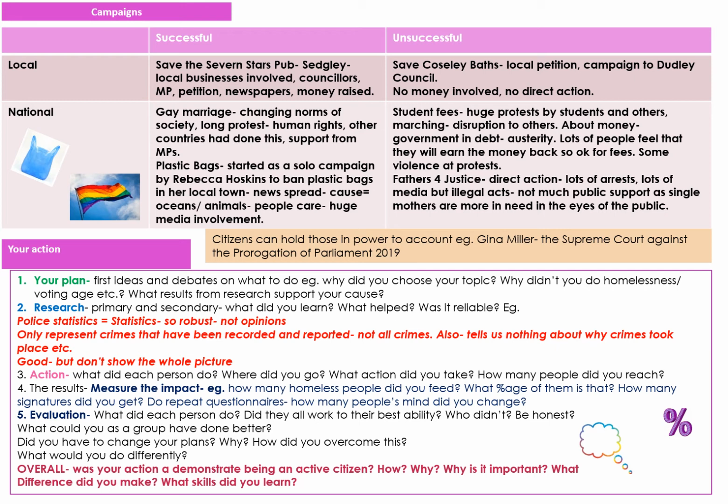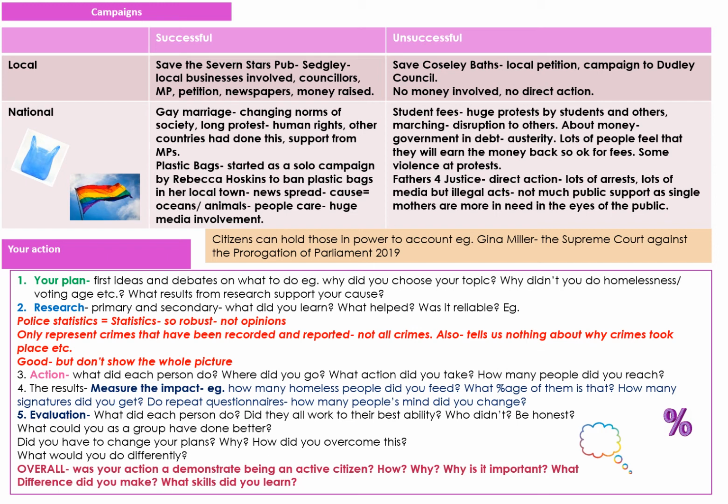With your action then, what did each person actually do? Where did you go? What action did you take? How many people did you reach? And then you move on to your results, where you measure the impact. How many homeless people did you actually feed? What percentage of homeless people is that? How many signatures did you get on your petition? You need to know actual facts that you can put into your statistics as your evidence.